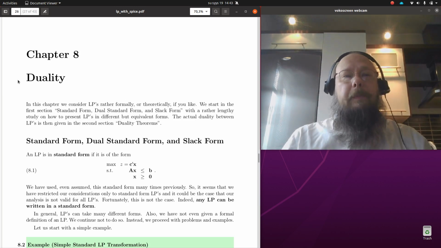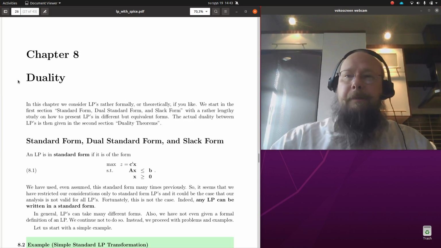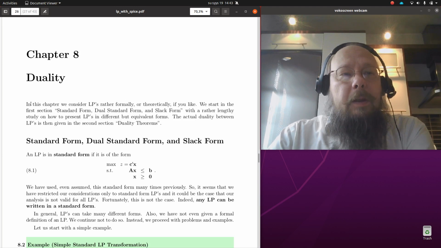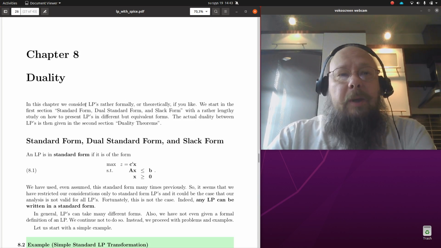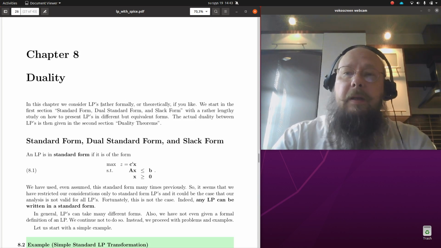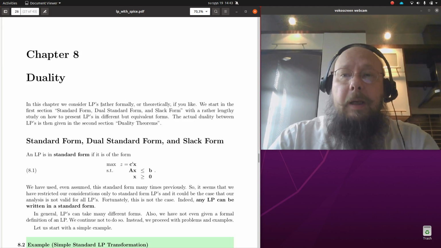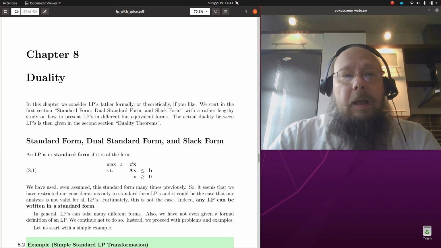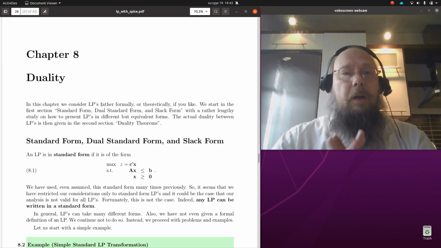So previously we considered things that we are learning through examples. So now in this chapter we consider LPs, that's the linear programs or linear optimization problems, rather formally or theoretically if you like, and if you don't, I'm sorry about that. And what's going on here?